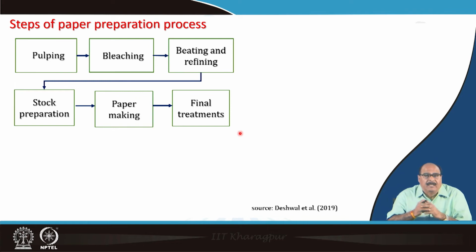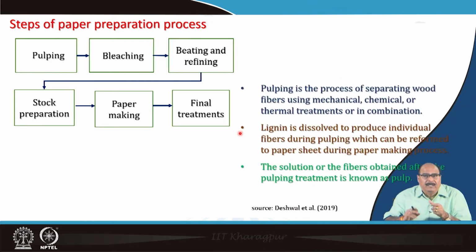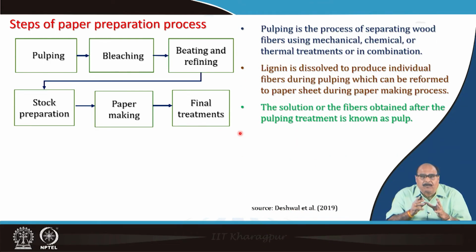Okay. So, in this slide I have tried to show you the steps of the paper preparation process. You can see that the first step is pulping. Pulping is the process of separating wood fibers using mechanical, chemical or thermal treatments or in combination thereof. Then lignin is dissolved to produce individual fibers during pulping, which can be reformed to paper sheet during the paper making process. The solution or the fibers obtained after the pulping treatment is known as the pulp.